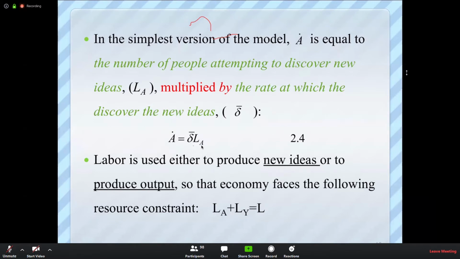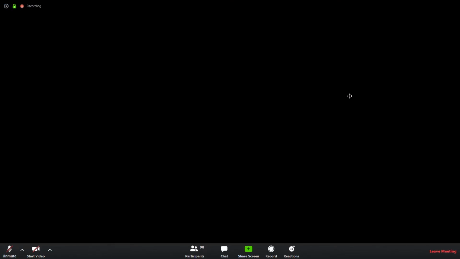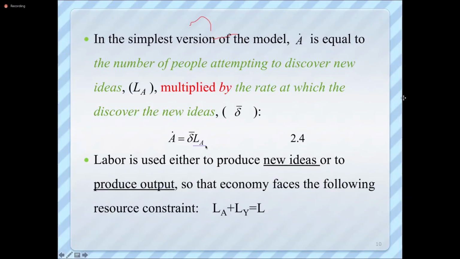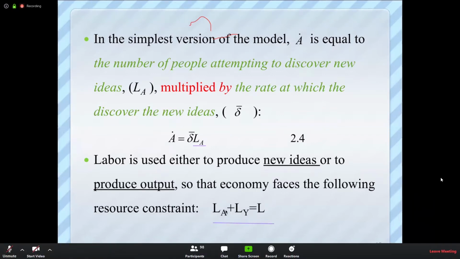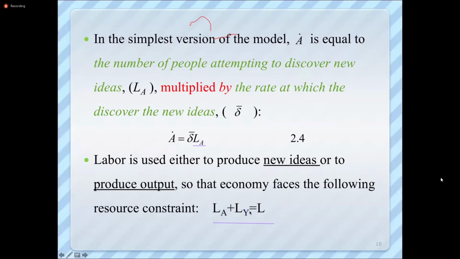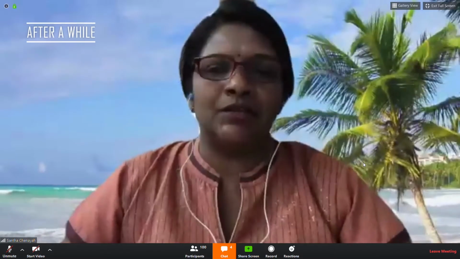You need labor, right? So therefore, in Romer's model, labor is divided into two as given here. Labor is divided into labor that produce output, labor that produce idea. So there's a difference. Then you have the second one. Second one is, okay, so you have 100 laborers to produce idea, but how fast can they produce this idea? That plays an important role. So therefore, we start with this equation. Okay, let's continue.